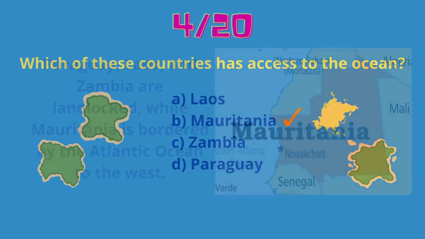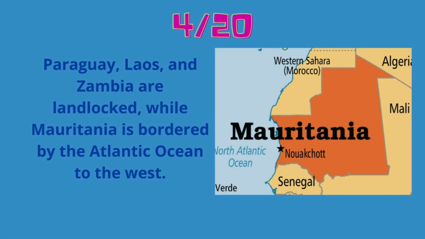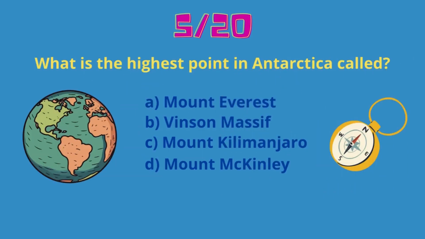Mauritania. Paraguay, Laos, and Zambia are landlocked, while Mauritania is bordered by the Atlantic Ocean to the west. What is the highest point in Antarctica called? Mount Everest. Vinson Massif. Mount Kilimanjaro. Mount McKinley.